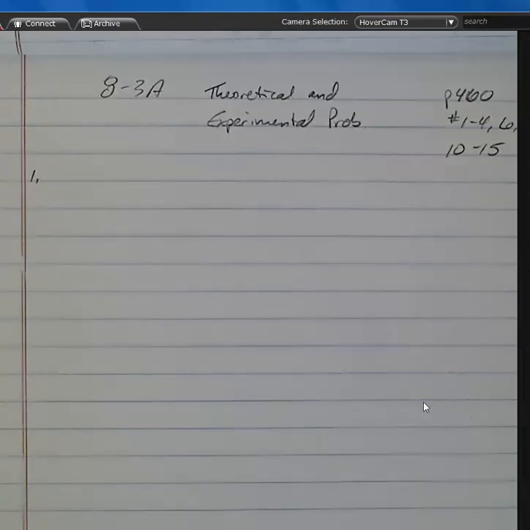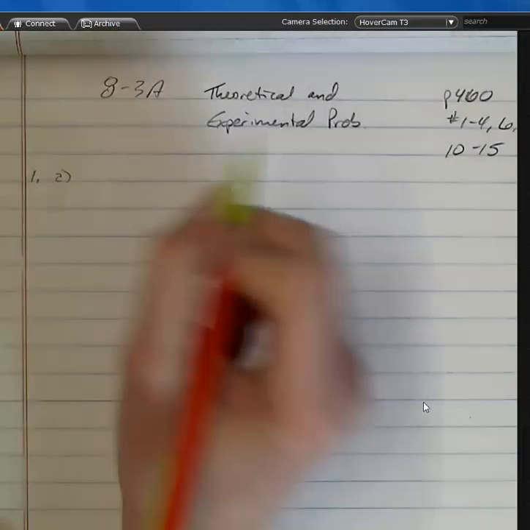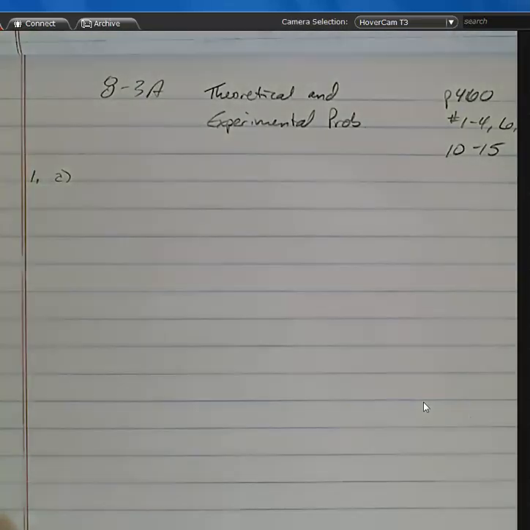On page 460, we're going to start with number 1. A coin is tossed 50 times, and it lands on heads 28 times. Notice that there are 3 parts to this problem. For A, it says find the experimental probability of the coin landing on heads.